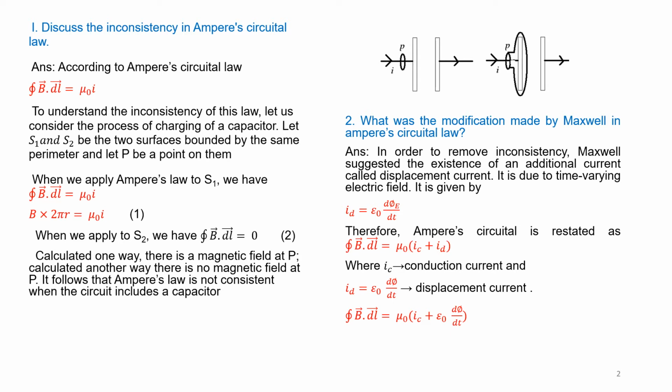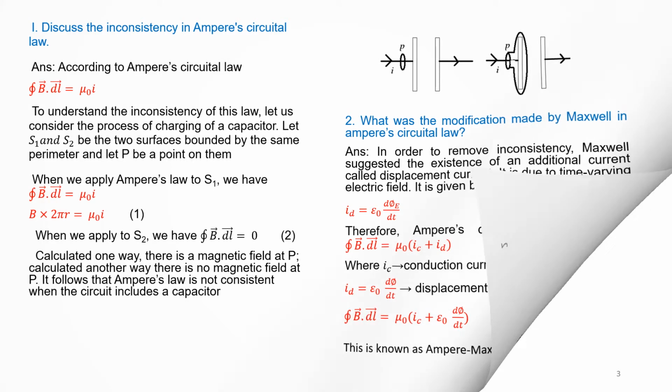Therefore, line integral B dot dl is equal to mu naught into I_C plus epsilon naught d phi_E by dt. This is known as Ampere-Maxwell law. Question 3. Explain clearly how Maxwell was led to predict the existence of electromagnetic waves. Answer.